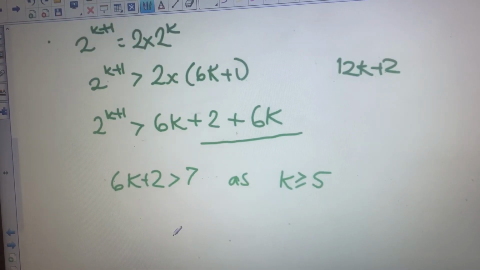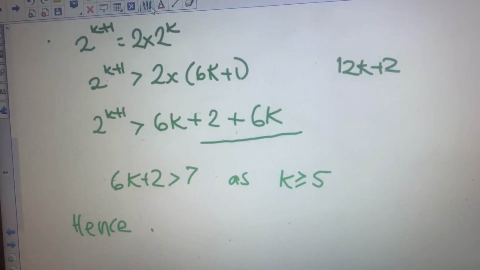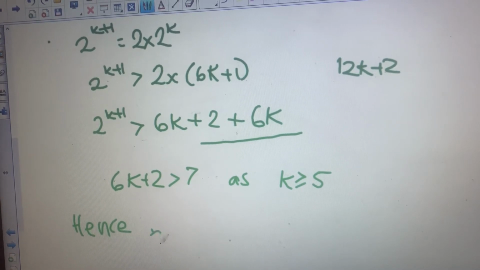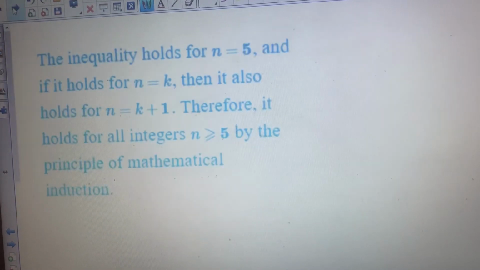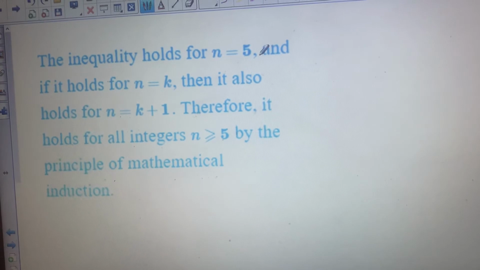So because we've shown that, hence, we can see that 2 to the k plus 1 is indeed greater than 6k plus 7, which is what we needed to show. And then our conclusion. The inequality holds for our base case, assuming it holds for n equals k. We've shown it holds for n equals k plus 1, therefore, by the principle of mathematical induction, it will hold for all integers greater than or equal to 5.